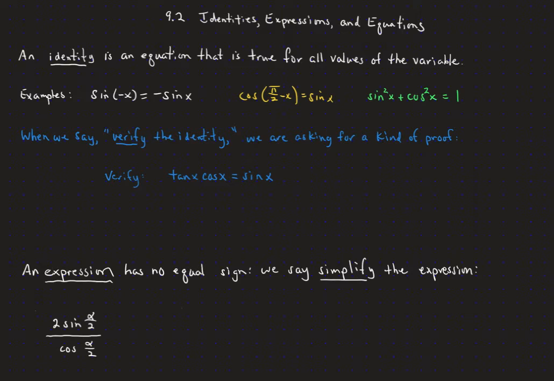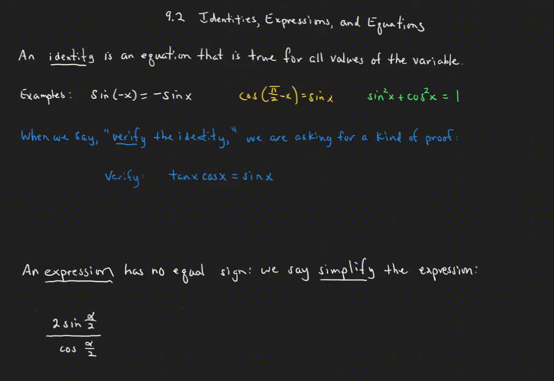But we have some others. Sine negative x equals negative sine x because sine is an odd function. Cosine of pi over 2 minus x equals sine of x. That's one of our cofunction identities. Because sine and cosine are cofunctions, the sine of an angle is the same as the cosine of its complement. And there's our favorite identity, sine squared plus cosine squared equals 1.